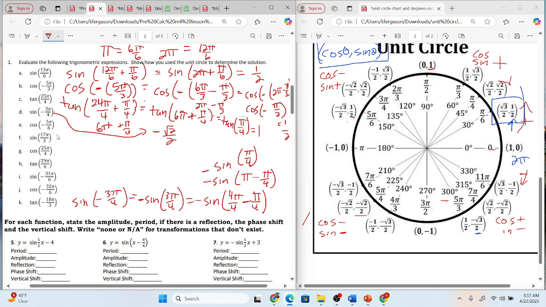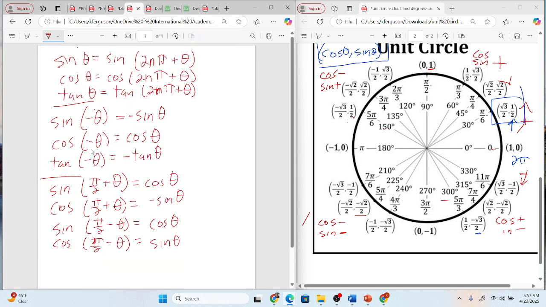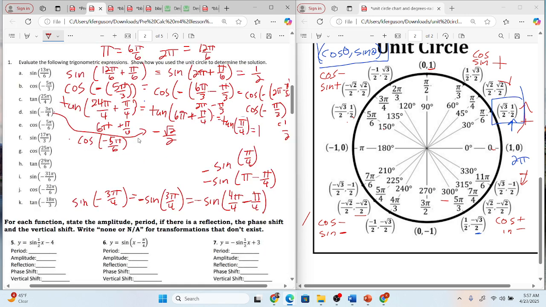Let's see. So cosine would be similar, right? So I would take cosine negative 5 pi over 6. And as we can see from right here, cosine of negative theta is just positive cosine of theta. So the negative is pretty much going to go away. And I'm going to have cosine of 5 pi over 6.